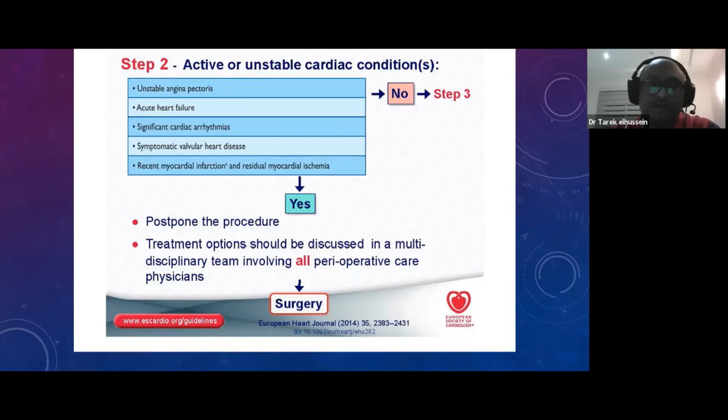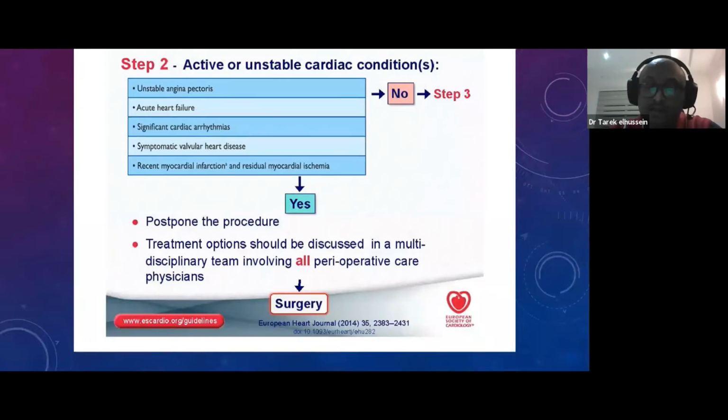So let us say somebody has ischemic heart disease, but he has stable angina class 1 or class 2. Would you consider this an active cardiac condition? The answer is no. What about heart failure? A patient who already has a history of heart failure, but now he's functional, completely asymptomatic, compensated. This is not considered active. Arrhythmias: for example, a patient who is in atrial fibrillation and his heart rate is controlled. This is not active.